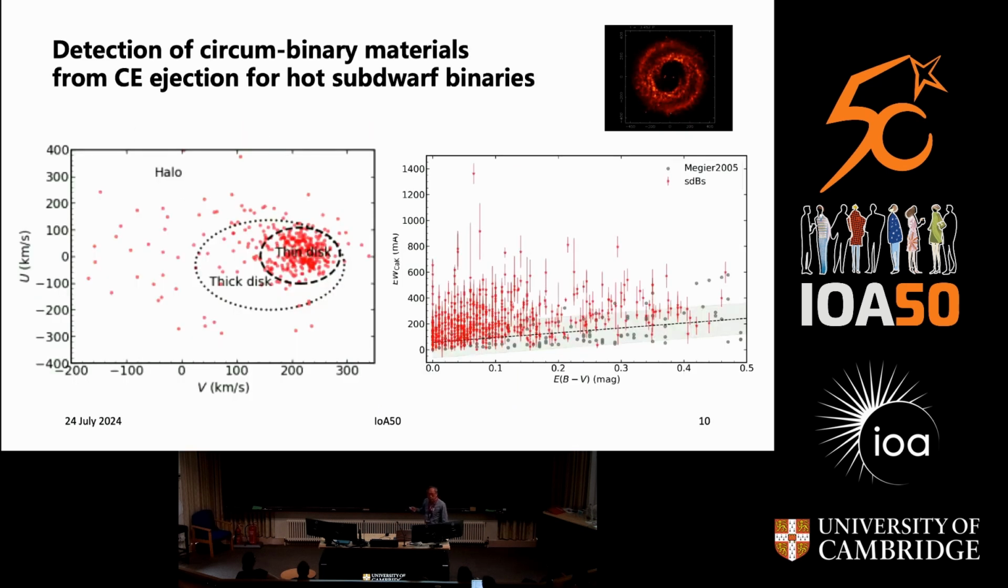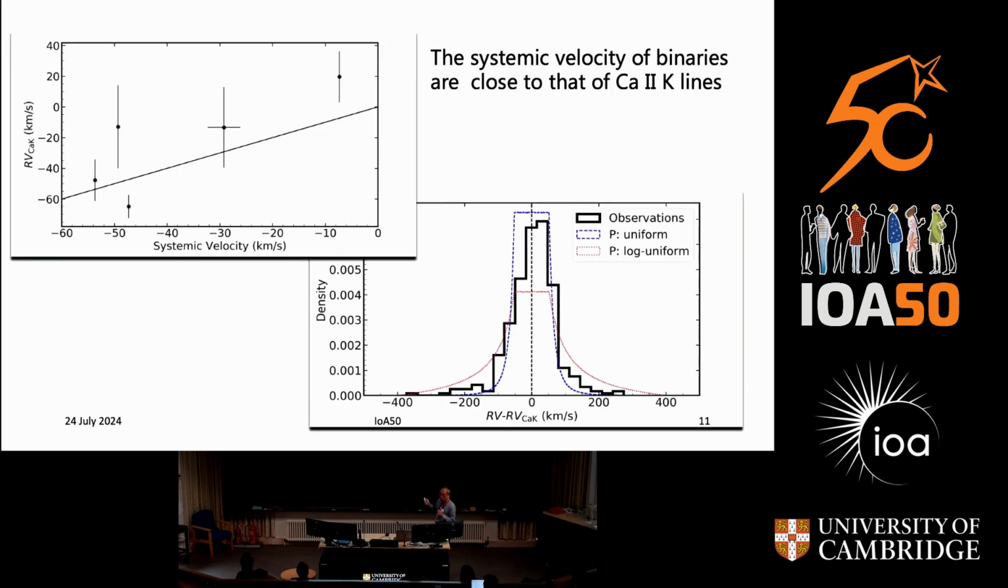Later we searched LAMOST spectra, because for common envelope evolution, not all the material can be ejected. So there should be some circumbinary material. I think we believe we found them.